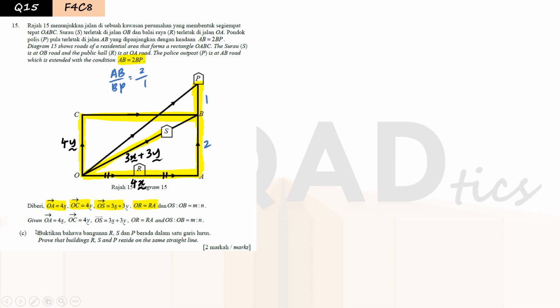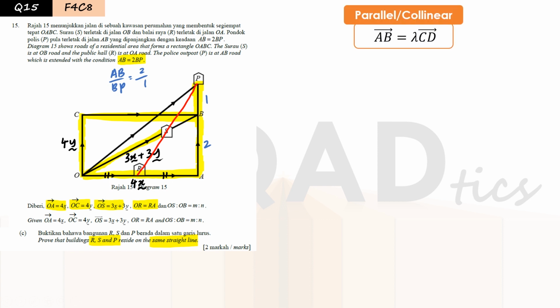Alright, the last part, we need to prove that the points R, S, P, which is this, and this, are on the same straight line. Okay, so we need to prove that they are actually on the same straight line. Alright, so how do we prove 3 points are on the same straight line? Actually, we can use back the property that we did in part B, which is the parallel and collinear equation.